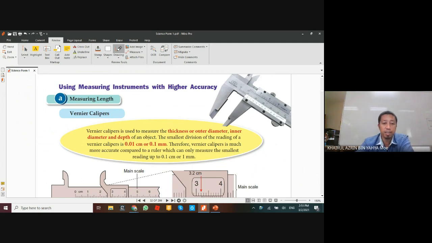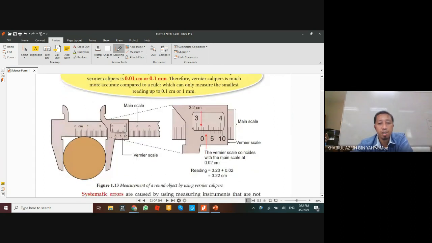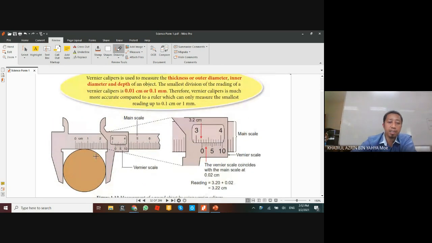Vernier calipers is used to measure the thickness or outer diameter, inner diameter and depth of an object. The smallest division of the reading of a vernier calipers is 0.01 cm or 0.1 mm. Therefore, vernier calipers is much more accurate compared to a ruler, which can only measure the smallest reading up to 1 mm, or 0.1 cm.